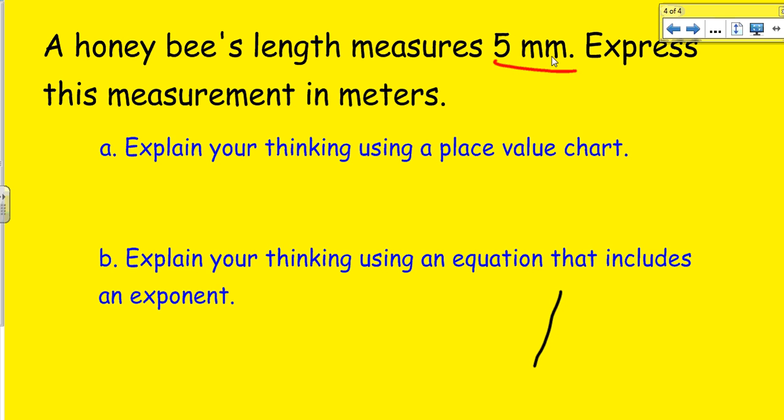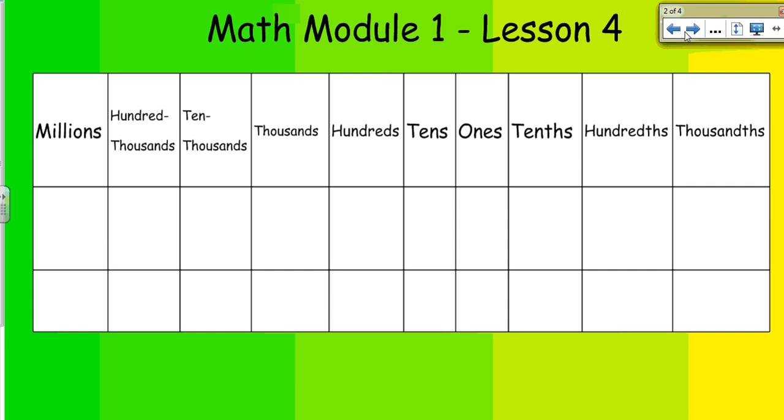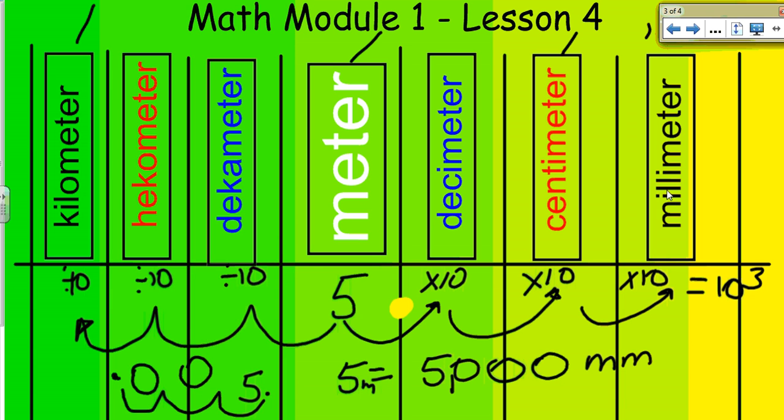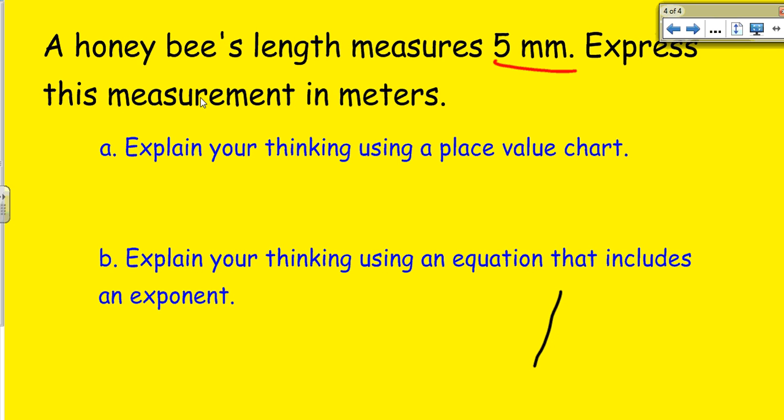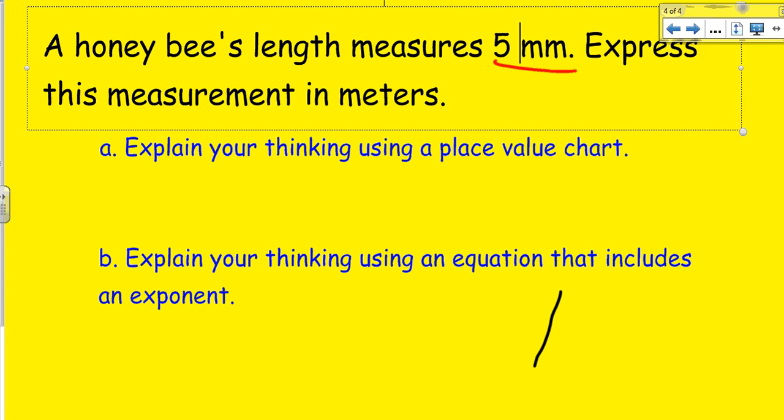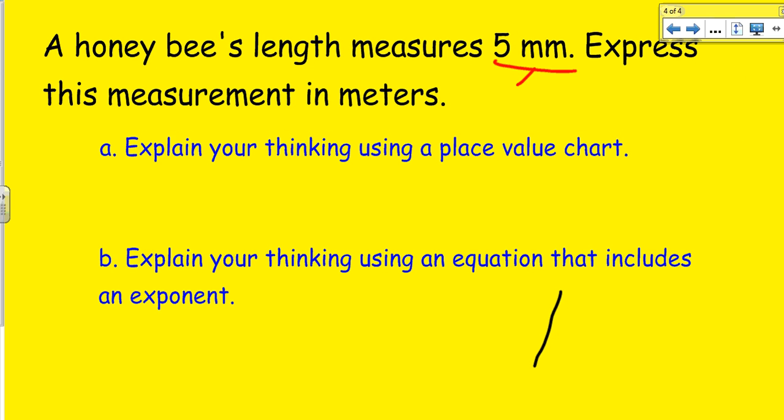I know that's just a unit of measure because we were looking at that chart. If we go back, went too far. Okay, millimeter, it's over here. Not a problem. Express this measurement in meters. Oh, so they wanted to change the millimeters into meters.